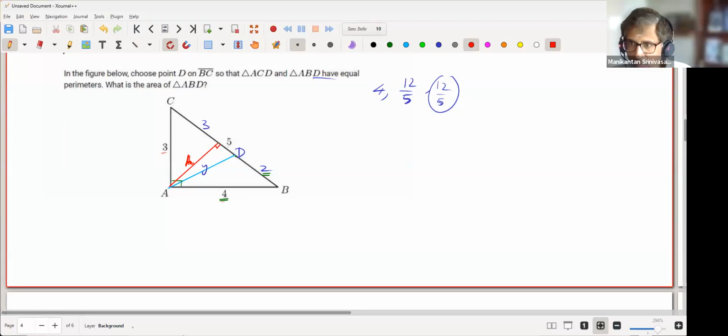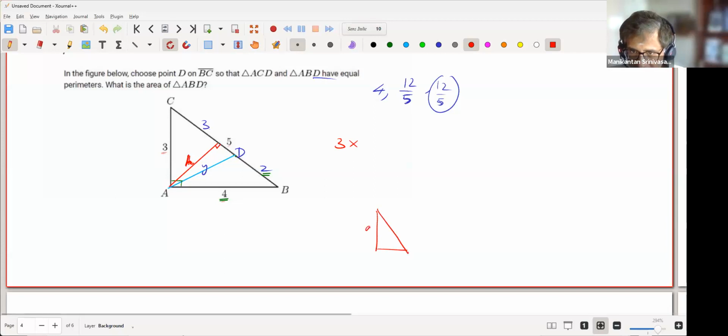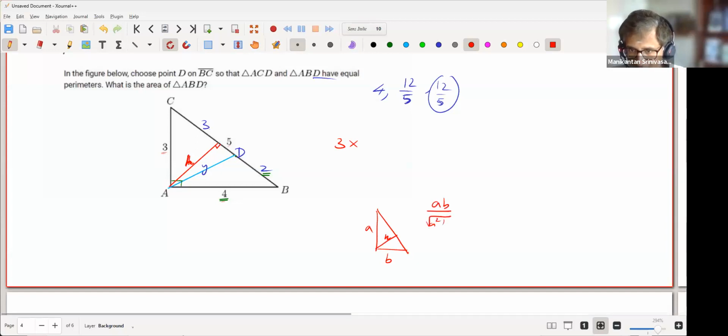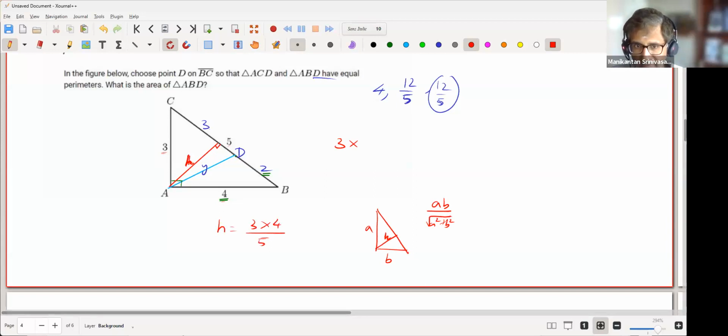Now, what Akrit did was a slightly longer method, but I'll go through what he did, and then I'll come to how we can simplify this even further. The height, as we just saw, in any right angle triangle, if I call this length A and this length B, then the height would be AB upon C, and C is the square root of A square plus B square. So in this case, the height H would be 3 into 4 by square root of 3 square plus 4 square, which is 12 by 5.